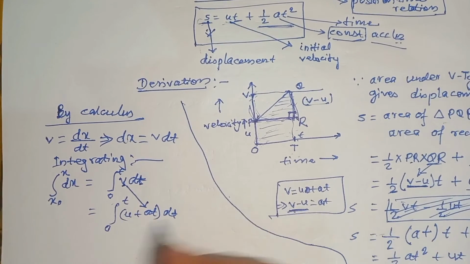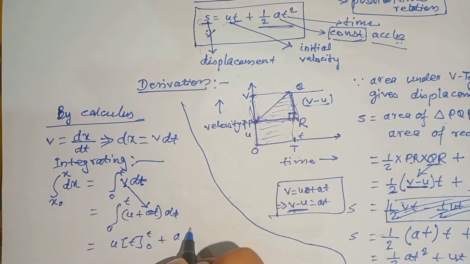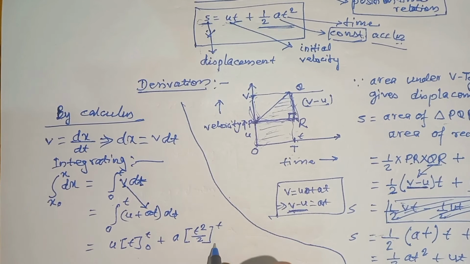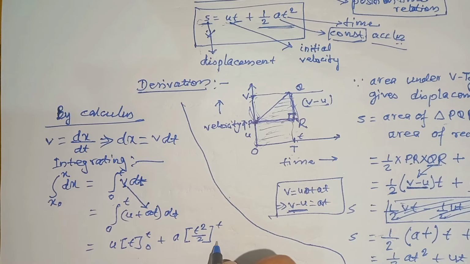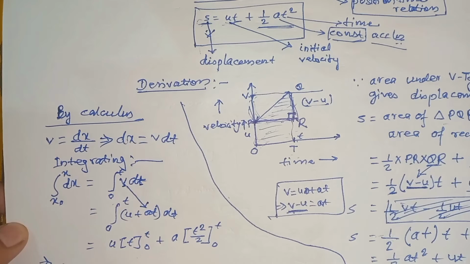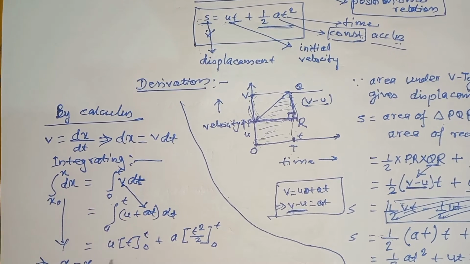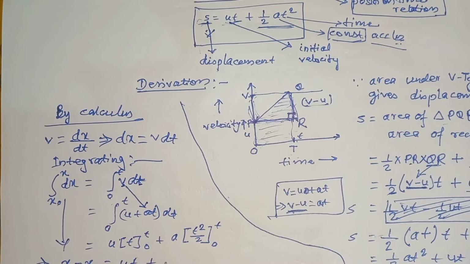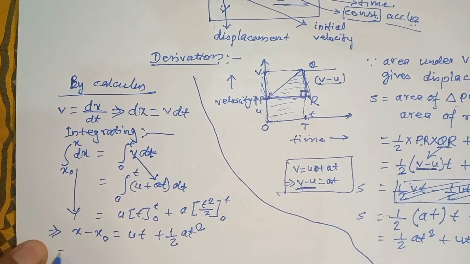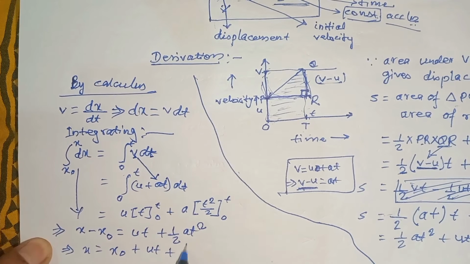Then it is simple, this is simple calculus. The a will be taken out because acceleration is a constant. This is the first consideration of this equation, that acceleration must be constant. Further solving, we come to x minus x naught equals ut plus half at square. Then we get x equals x naught plus ut plus half at square.